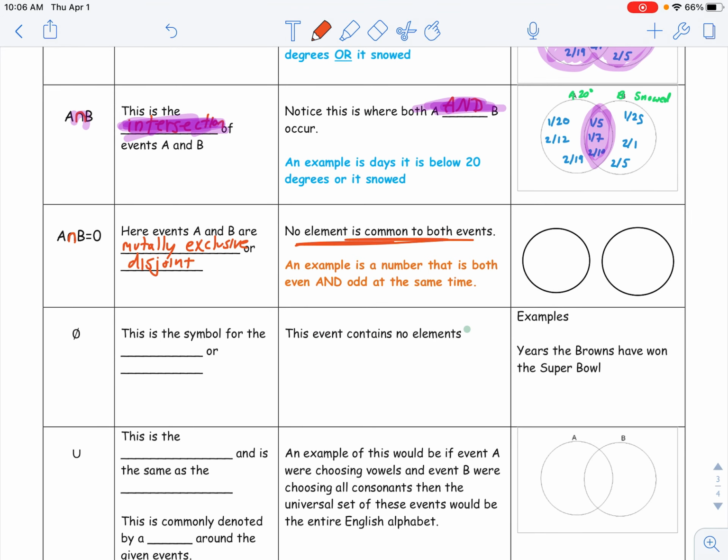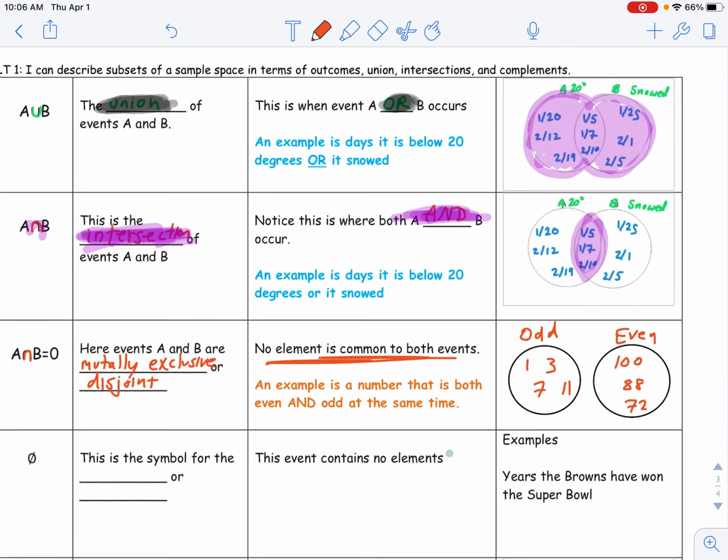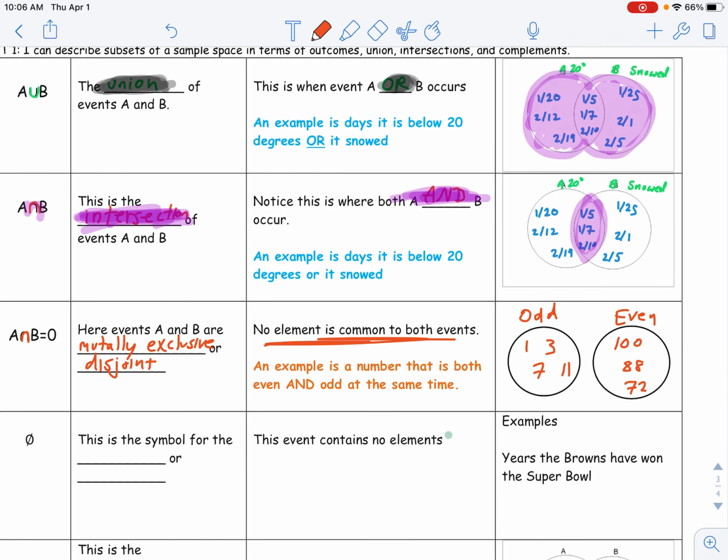There's no common elements in both events, and the easiest thing to think about is we got odd numbers, we got even numbers. There's no overlap. All right, we got 1, 3, 7, 11. Over here we have 100, 88, 72. There's no common elements.